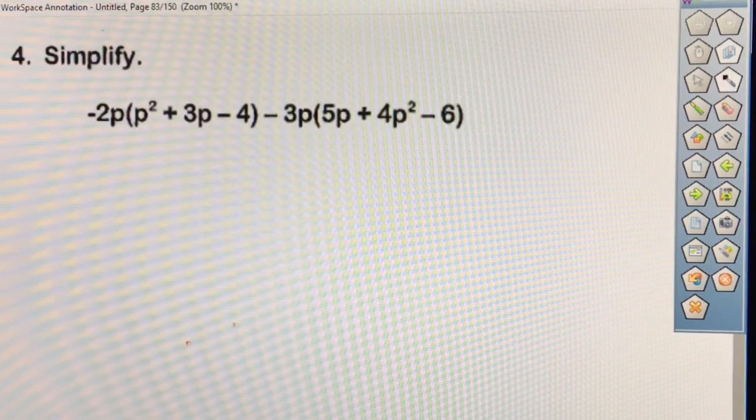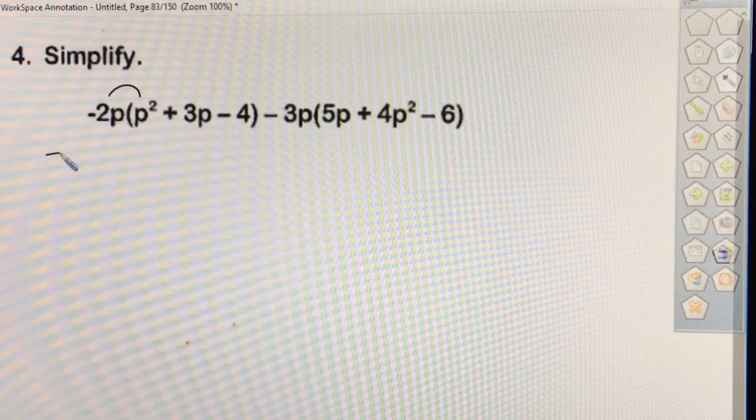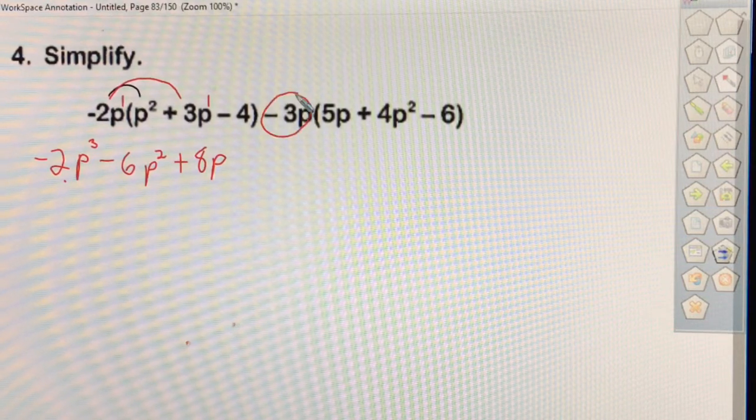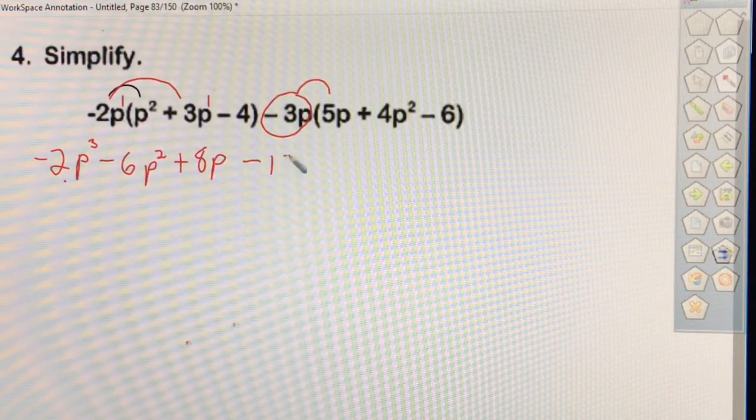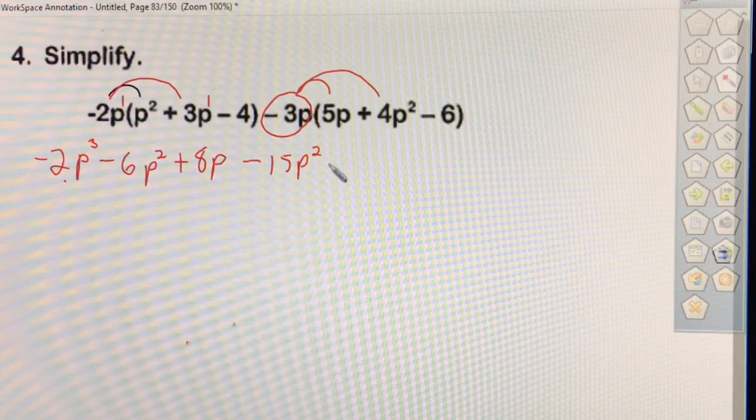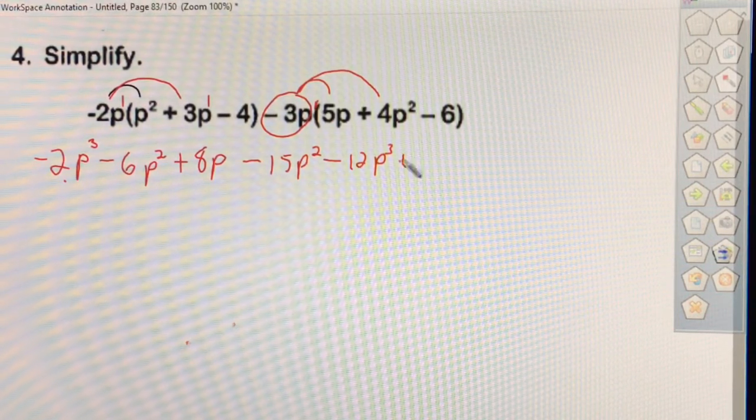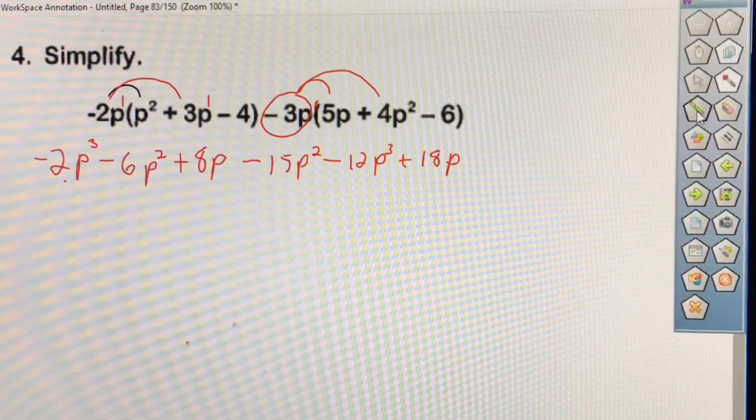Simplify. I'm going to distribute and then combine my terms. So negative 2p times p squared is negative 2p cubed. Don't forget I add the exponents when I multiply like bases. That's going to give me negative 6p to the second plus 8p. I'm going to distribute the whole negative 3p. That gives me negative 15p squared minus 12p cubed. Don't forget I add the exponents. Plus 18p.